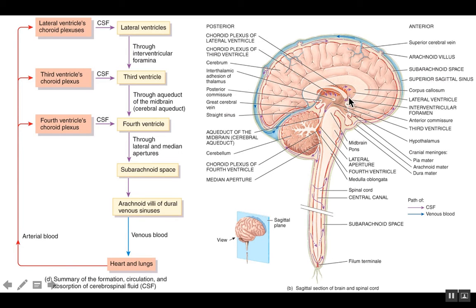Then it moves. We can follow some of these arrows and watch it go down the aqueduct to the fourth. We can see it go down the central canal. Right here, you notice how it gets out of that ventricle into the subarachnoid space. So now we've got it surrounding both the spinal cord and the brain.